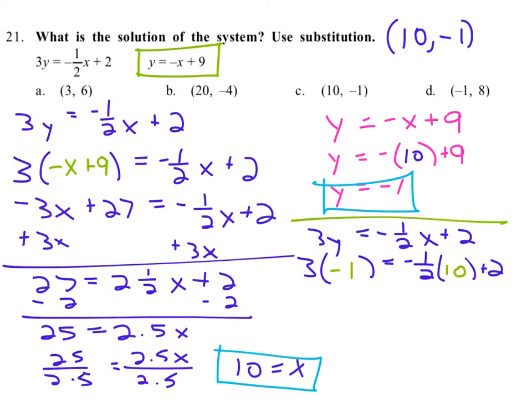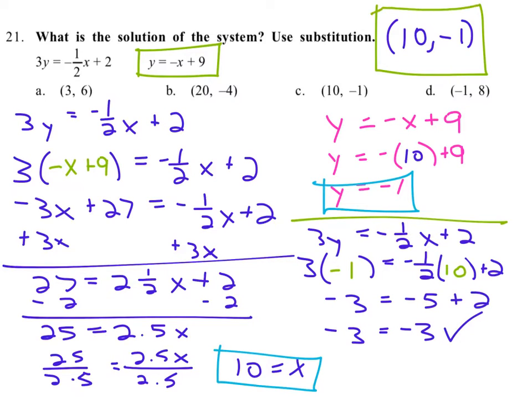Much better. Now, 3 times -1 is -3. 1/2 of 10 is 5, so -1/2 of 10 is -5. And plus the 2. And then -5 plus 2 is -3. It checks out. So up on top, where you can see, we have as our solution 10 comma -1, and that is C. Substitution.